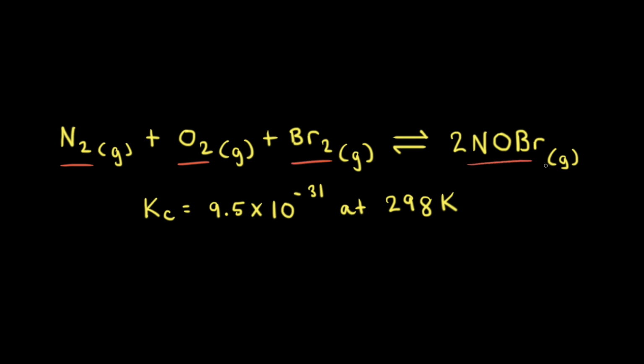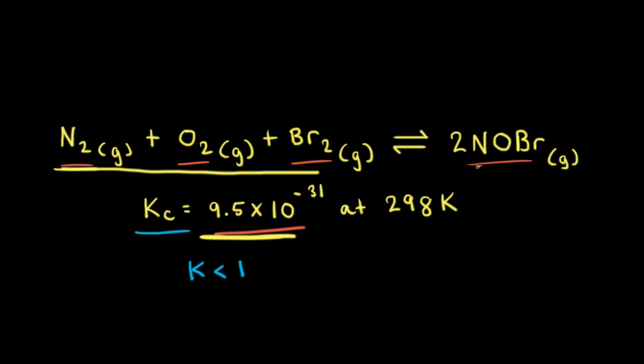Let's look at the reaction of nitrogen gas plus oxygen gas plus bromine gas to form NOBr. At 298 Kelvin, the equilibrium constant for this reaction is 9.5 times 10 to the negative 31st. Since the equilibrium constant K is less than 1, we know at equilibrium there are more reactants than there are products. And with an extremely small K value, like 9.5 times 10 to the negative 31st, this reaction barely proceeds at all. So at equilibrium, you're going to have almost all nitrogen, oxygen, and bromine, and very little NOBr.